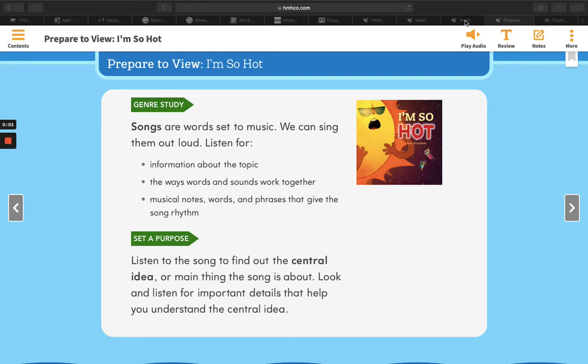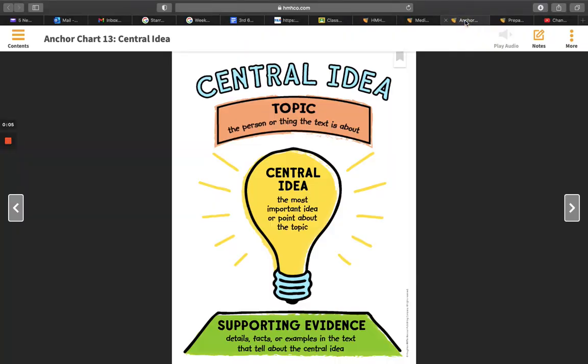Okay, so we are going to view something. Before we do, I want to talk about central idea. The central idea is the most important idea or point about a topic. Well, what's a topic? The topic of, in this case, our song is the person or thing that it's about. All right, and that central idea, that main idea, is what the author wants you to take away.